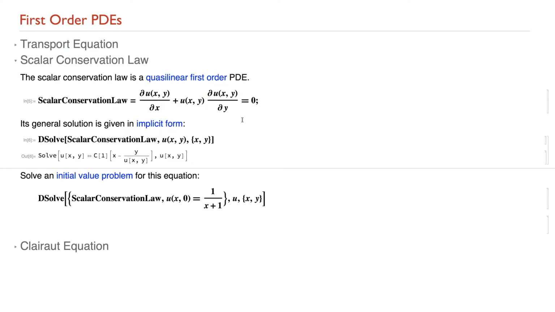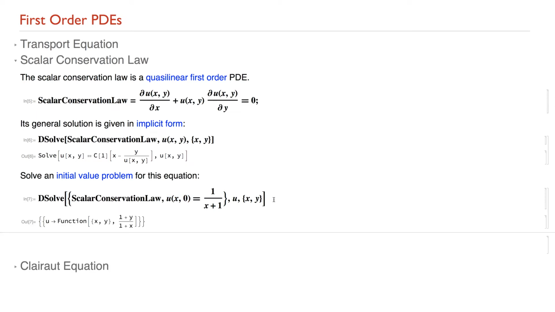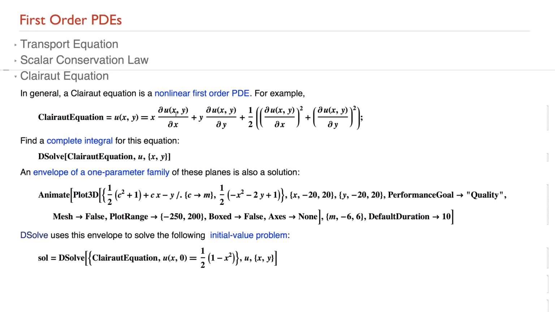But you can do it, for example, with this very simple set of initial data. And then you get back a simple solution of the scalar conservation law. And finally, we go on to the Clairaut equation, which is an example of a nonlinear first order PDE. So that's the Clairaut equation.